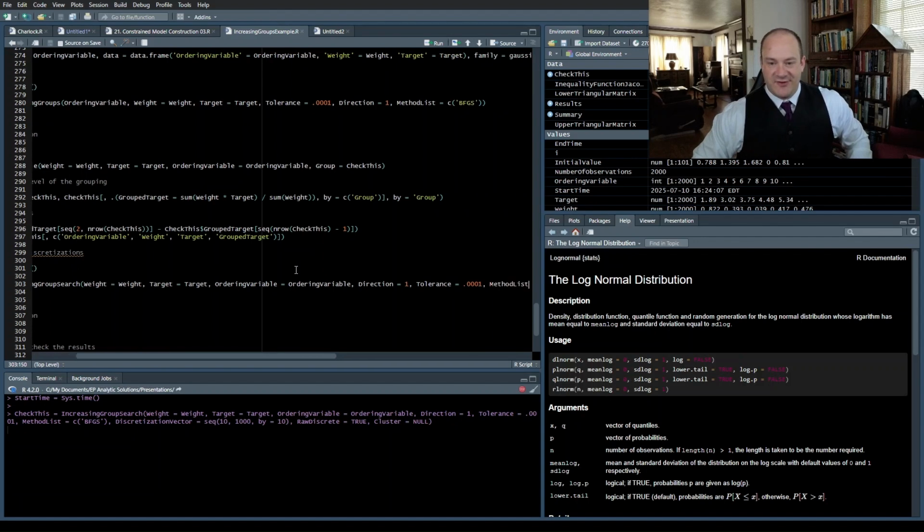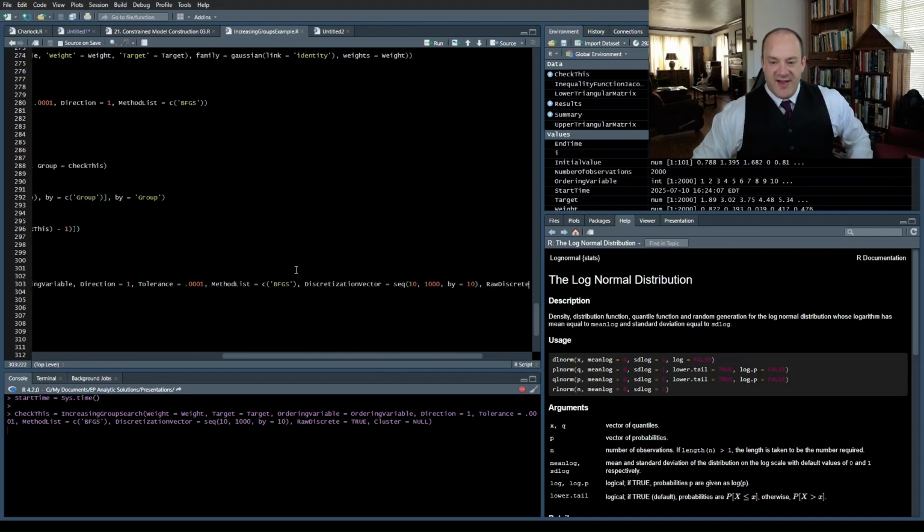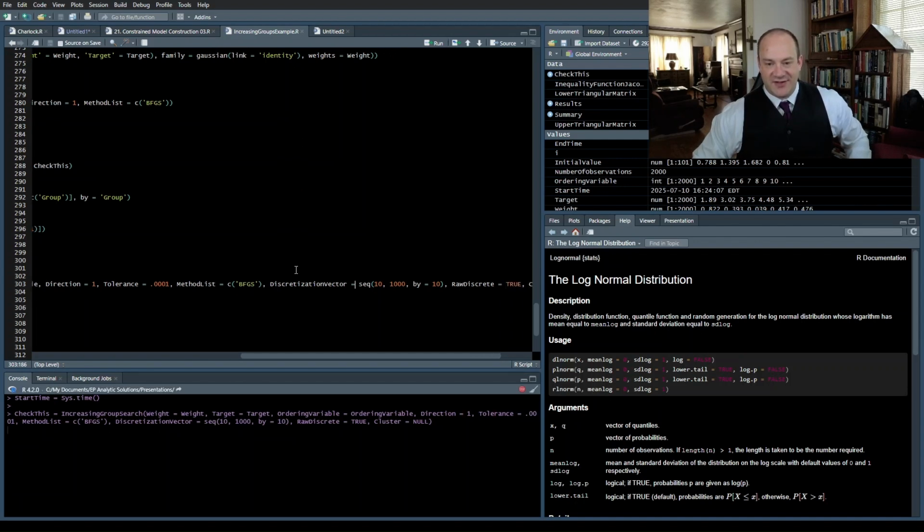So a lot of the inputs are the same. But you have 2 additional inputs. One is the discretization vector here. And so basically what you can do is you can tell the increasing group search function, hey, look, I want you to try discretizing my ordering variable in this way, that way, this way, that way.